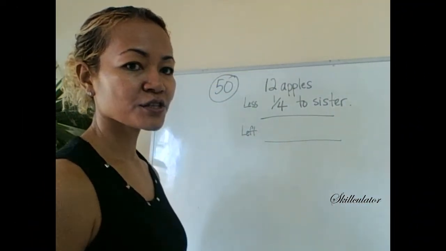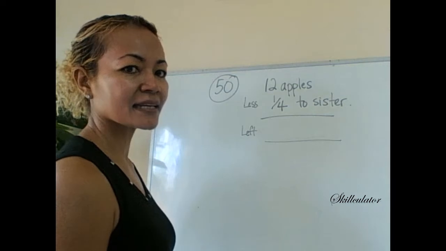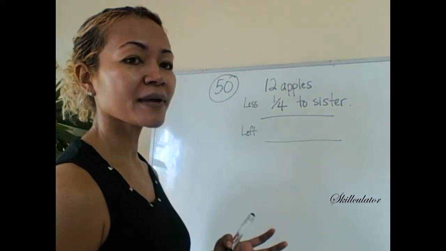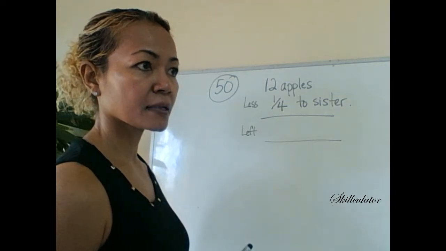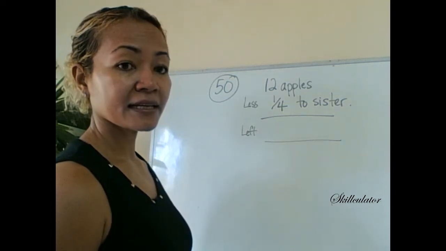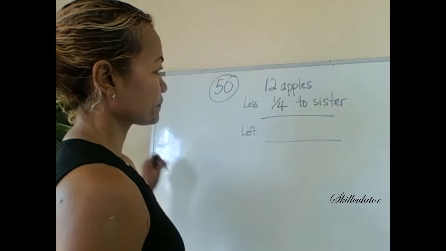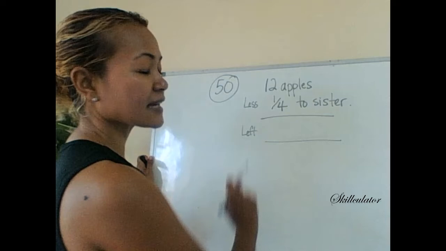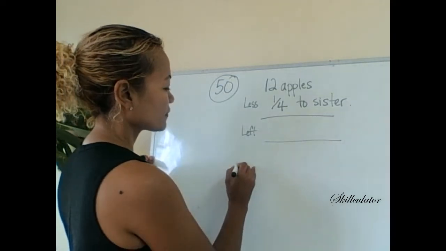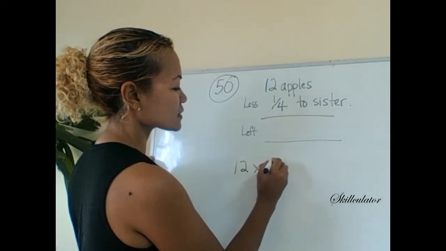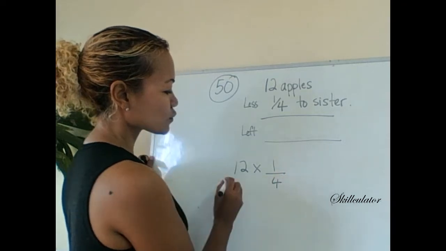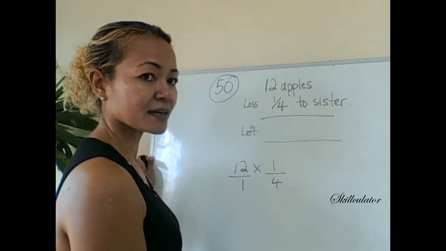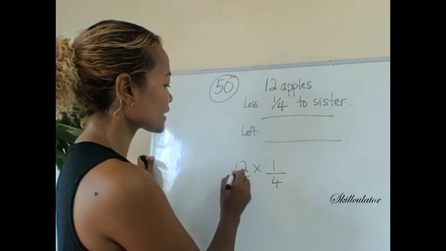Okay, in this question, he has 12 apples and he gives a quarter to his sister. And the question is, how many are left with him? First, we have to find out what that 1/4 is. What is the number that he gave to his sister? Very simple, 12 times 1/4. But 12 you must convert it to a fraction. Just put it over 1, like with any number.